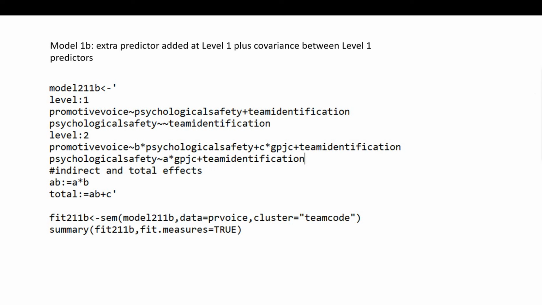Now here we have a slight variation on the previous model. I'm going to call this model 211B. And in this case, we're going to add in just another level 1 predictor, which is team identification. So the individual's response in terms of identification with their work teams. And you can see down here that I've included, basically we have at level 1, promotive voice, tilde, psychological safety plus the team identification. So now we have 2 predictors at level 1. And then right on this line, I've got psychological safety and team identification. And I have 2 tilde signs in between. And that's just basically estimating the covariance between these 2 variables at level 1.